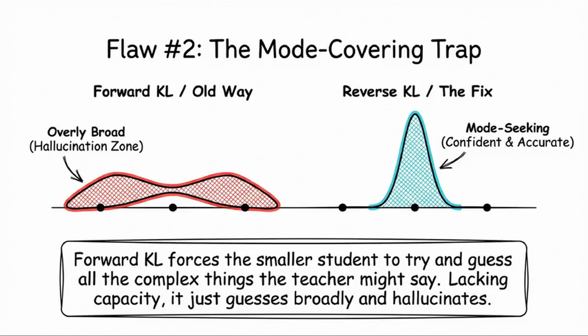Now look at the two labels they've pinned to this flaw. Forward KL on the left creates an overly broad student, while the fix on the right pushes mode-seeking behavior, a tighter, safer high-confidence region where the model is both confident and accurate. Here's the intuition written under the graphic. Forward KL basically tells a smaller student, cover everything the teacher might say. But the teacher is complex and context-loaded, and the student just does not have the capacity. So it spreads probability mass everywhere, guessing broadly. And notice where that lands you, the hallucination zone.